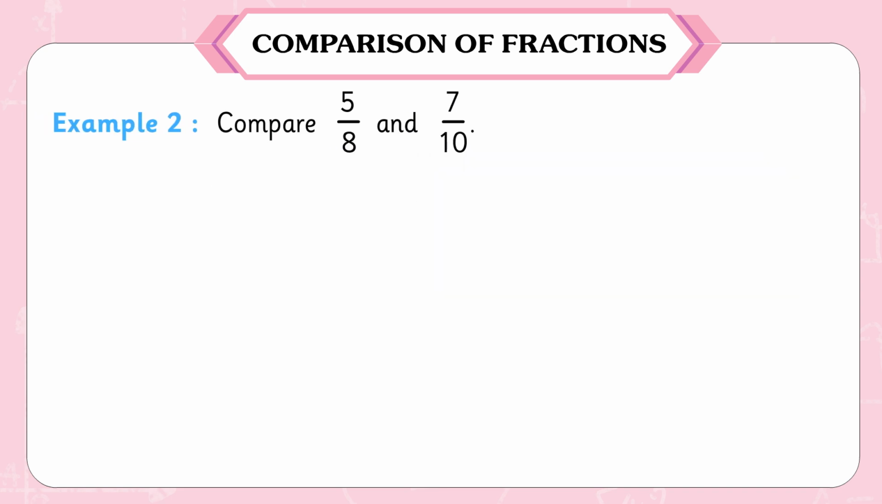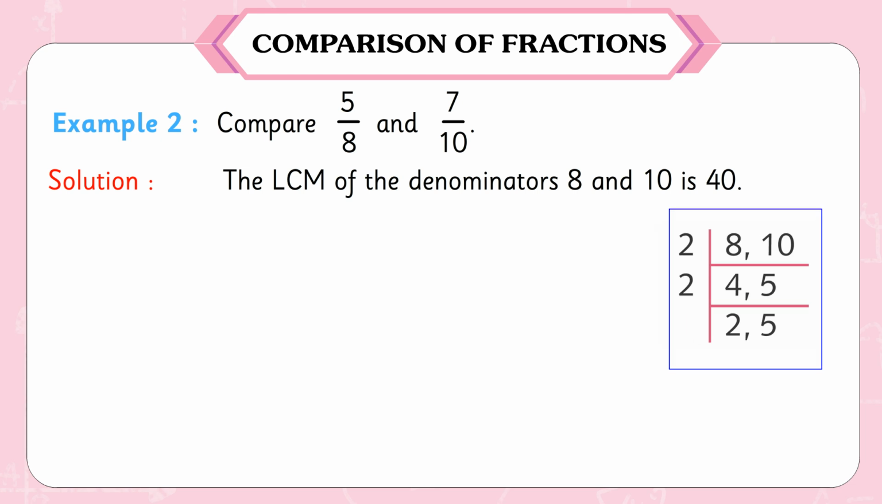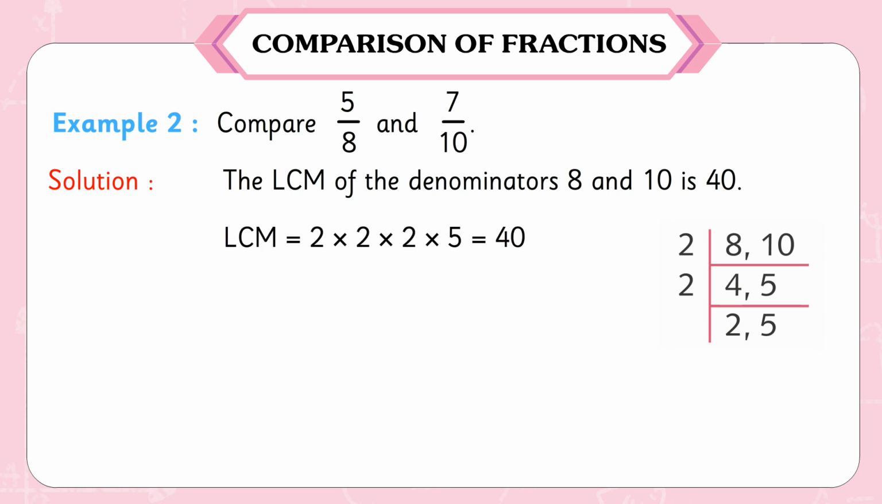Example 2. Compare 5 by 8 and 7 by 10. Solution. The LCM of the denominators 8 and 10 is 40. 8, 10; 2, 4, 5; 2, 2, 5. LCM is equal to 2 into 2 into 2 into 5 is equal to 40.